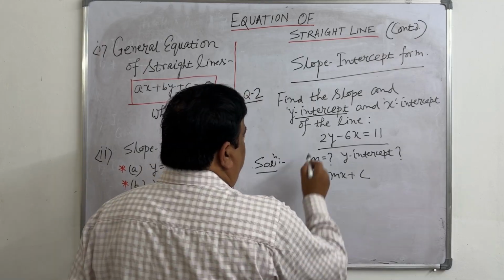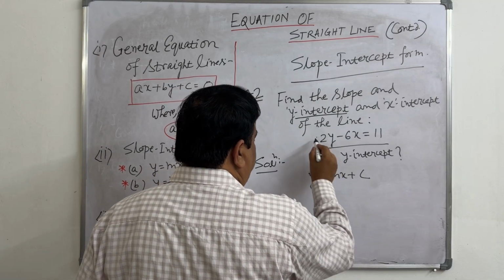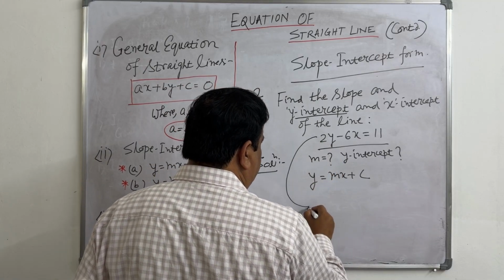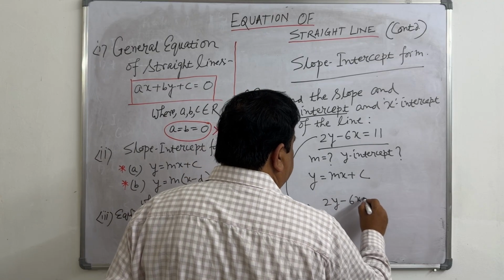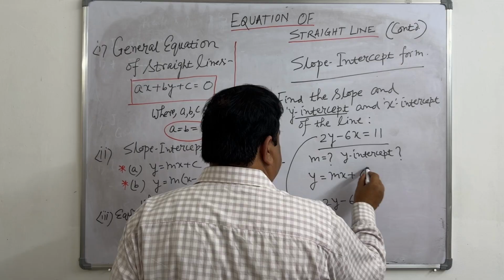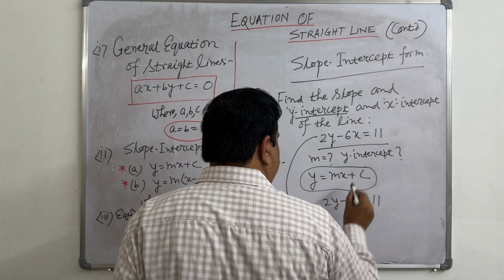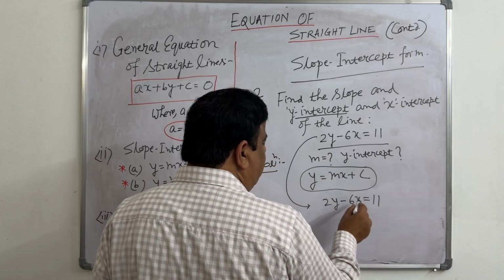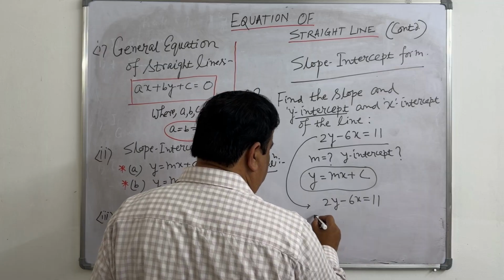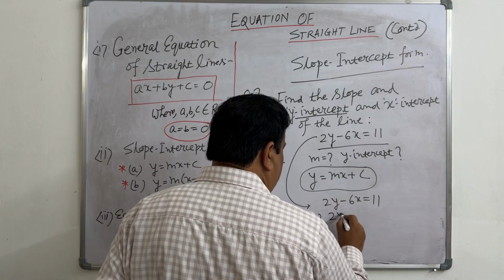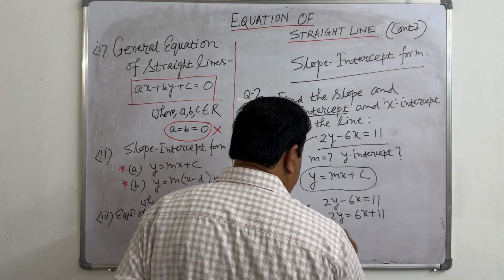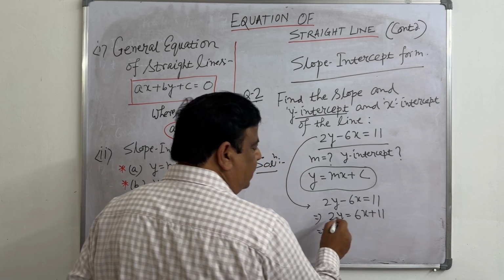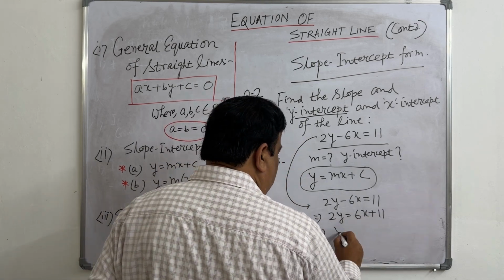Okay. So if you compare this equation, the equation given is 2y minus 6x is equal to 11. This is the base equation. So we have to write this equation in this form. So we can say 2y is equal to 6x plus 11. So if you divide this equation by 2, what you will get?